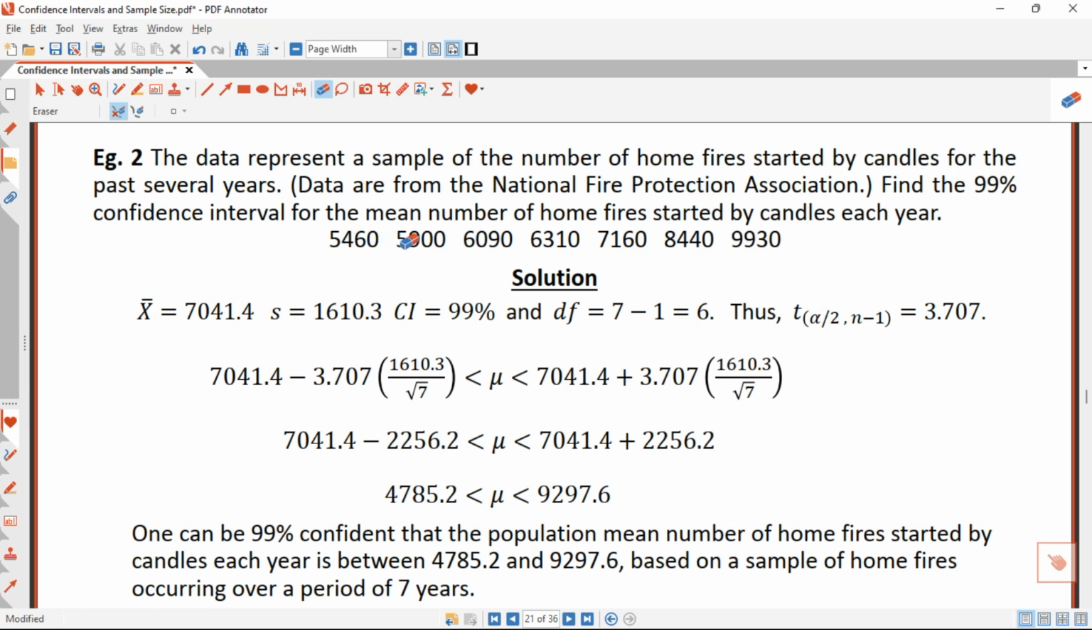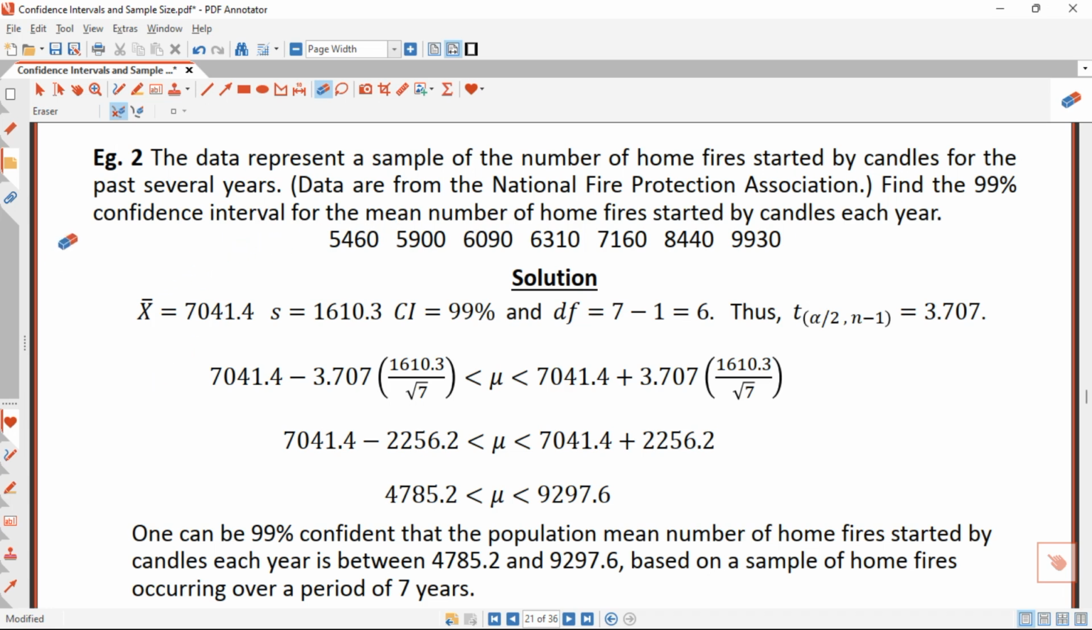5,460, 5,900, 6,090, 6,310, 7,160, 8,440, and then 9,930. So this is the data given to us. So this is just a sample, right? So you are going to find your sample mean, right?